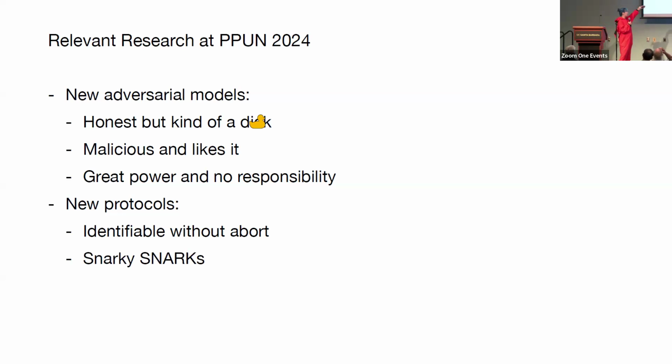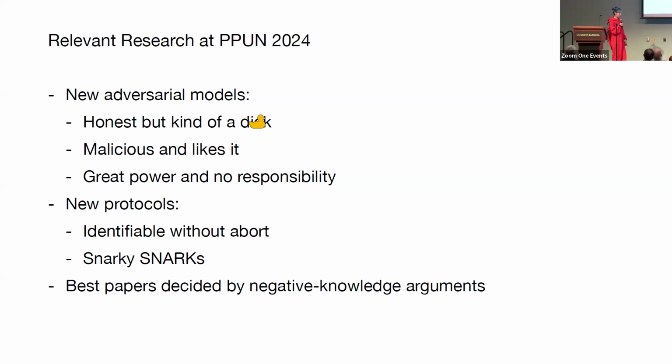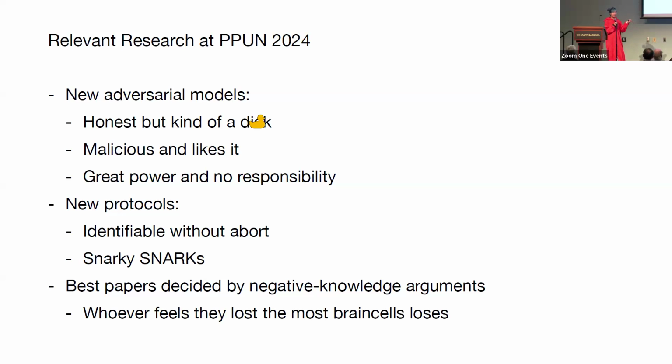Anyways, what if you wanted your snarks to be snarkier? You actually need to add some sass to your proofs. And we're going to decide best papers by negative knowledge arguments. What does that mean? It means that whoever feels like they lost the most brain cells loses. Yeah, so get your arguments ready.